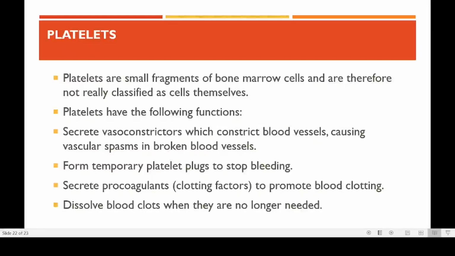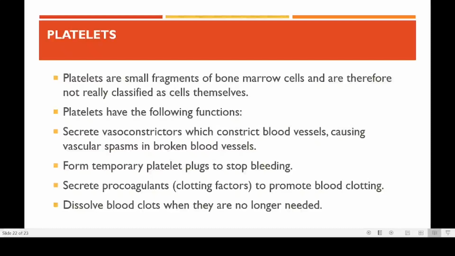What are procoagulants? Some factors which are promoting coagulation. There are different types of factors, clotting factors, which are helping in the coagulation. So they secrete procoagulation or clotting factors to promote blood clotting. Substances which help the blood to clot are known by the name procoagulants.